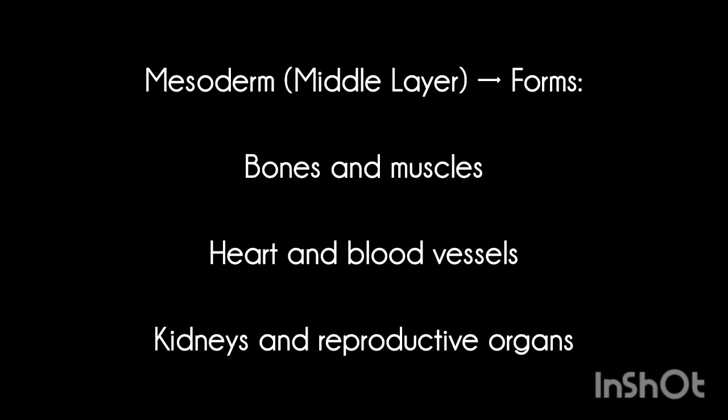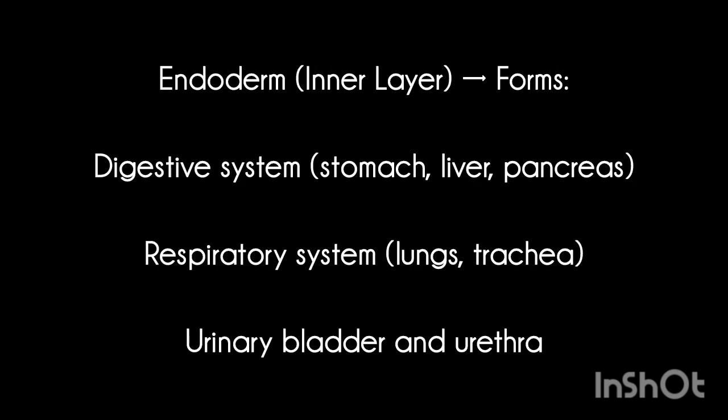2. Mesoderm, middle layer, forms: bones and muscles, heart and blood vessels, kidneys and reproductive organs. 3. Endoderm, inner layer, forms: digestive system, stomach, liver, pancreas. Respiratory system, lungs, trachea. Urinary bladder and urethra.